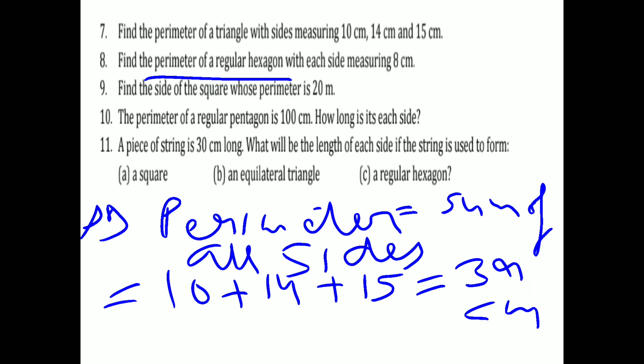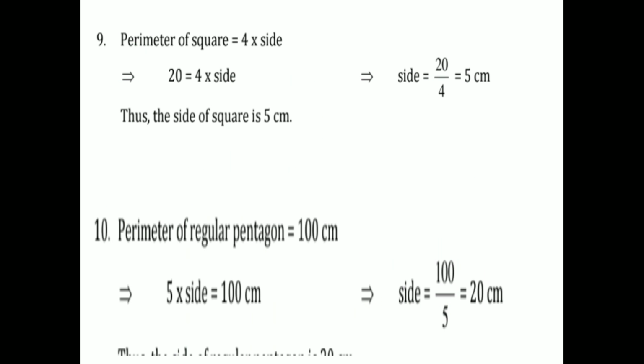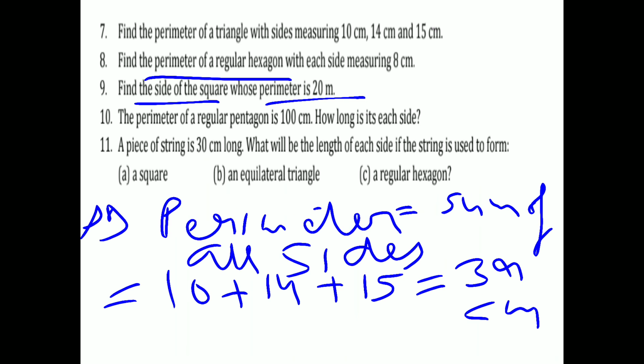Now see question 9. Here the things are different. You have to find the side. Perimeter is given. When perimeter is given, you have to find the side. See how. Perimeter of square is 4 into side. So we put the values. Perimeter is 20, equal to 4 into side. Now you have to find the side. So 4 will go to the other side. When it goes to the other side, it will be divided. So 20 divided by 4, answer comes 5 centimeter. You write side of a square is 5 centimeter. Clear? Similarly, we do question number 10.